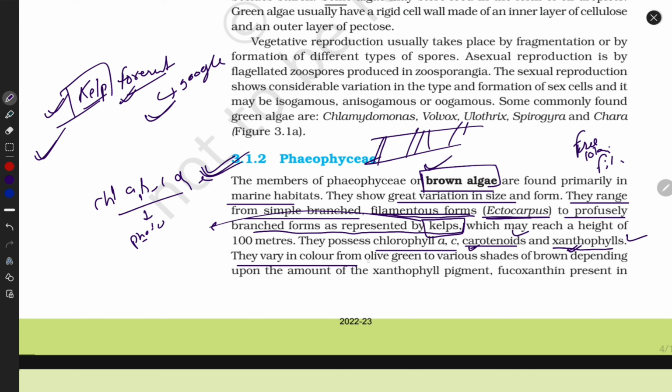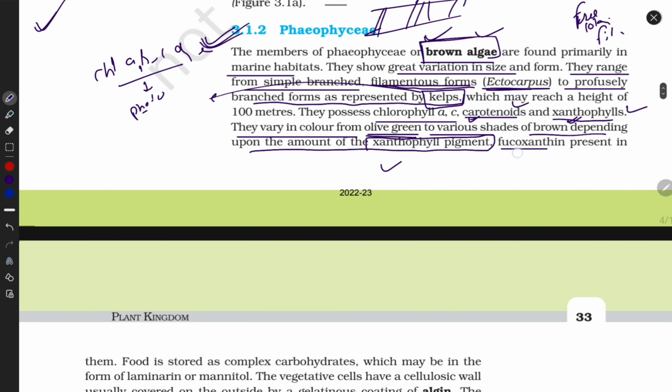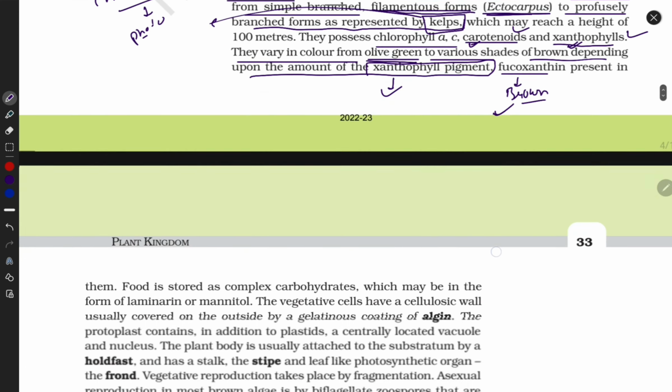They vary in color from olive green. It does not mean all algae are brown in color. They have olive green to various shades of brown depending upon the amount of xanthophyll pigments. Important: fucoxanthin is present in them. So you know, it is brown in color. This pigment is also responsible for brown color. I know xanthophyll is responsible for brown color, but fucoxanthin is also responsible for brown color.